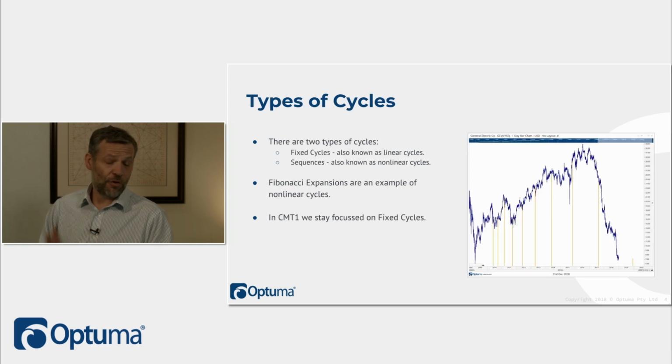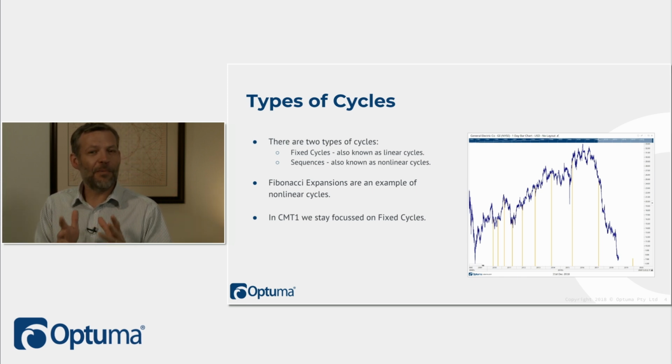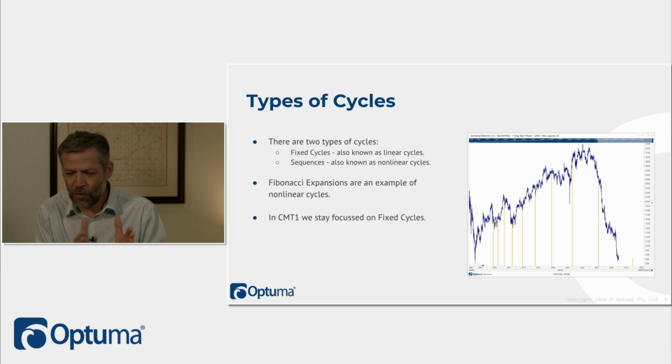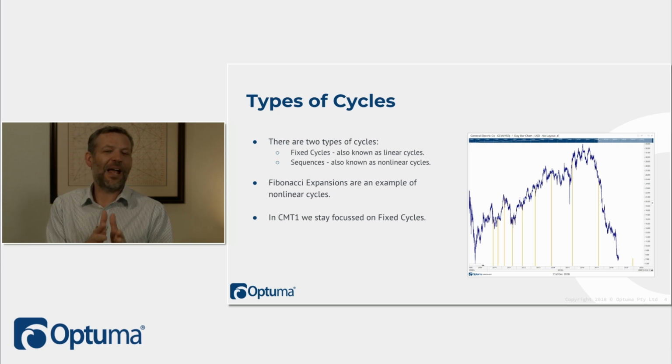So two types of cycles as per the learning objectives there. We have fixed cycles where each interval is fixed-ish. I think it's very important with cycles, if you're looking for a perfect cycle, that the low always falls on the exact interval, you're going to be very disappointed. There's always a variance that happens. Nevertheless, within an area of tolerance, they are fixed intervals that we're looking at. And we call them linear cycles.